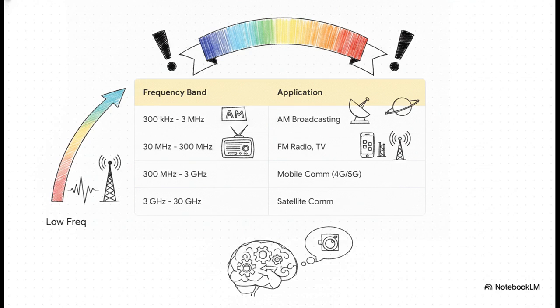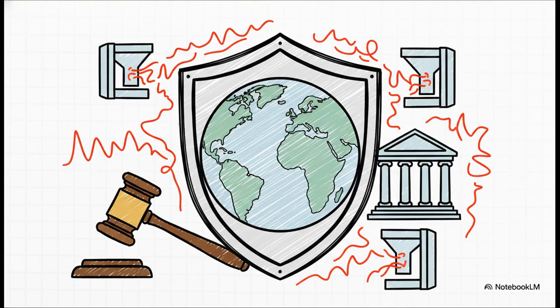Moving higher from 300 megahertz to 3 gigahertz, you've got the super crowded mobile communication bands, hello 4G and 5G. And above that, satellite communication from 3 to 30 gigahertz. Seriously, take a mental picture of this slide right now. Because the spectrum is so finite, it needs intense regulation.